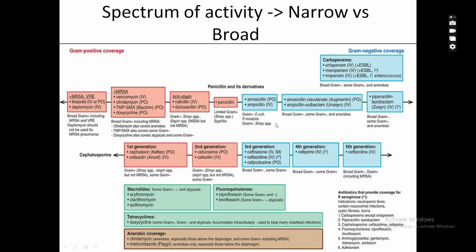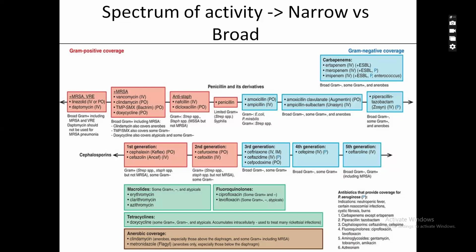So what we will be focusing on is the generation of cephalosporin. What you need to remember at your resident level, we are not talking about the consultant level here: the first two generations of cephalosporin are more prone to gram-positive bacteria. As the generation of the cephalosporin proceeds, it becomes active against gram-negative bacteria. Again, when it comes to the fifth generation, it becomes active against MRSA, or methicillin-resistant Staphylococcus aureus.